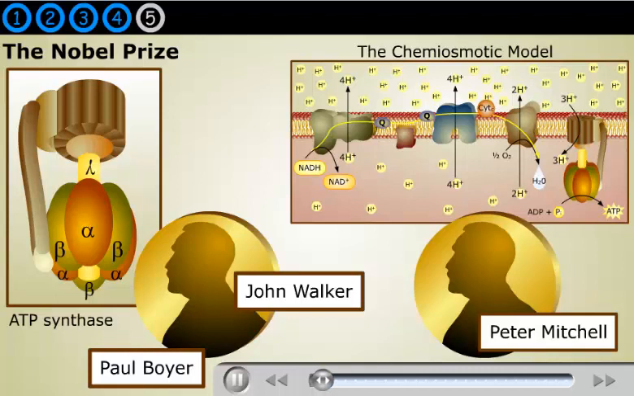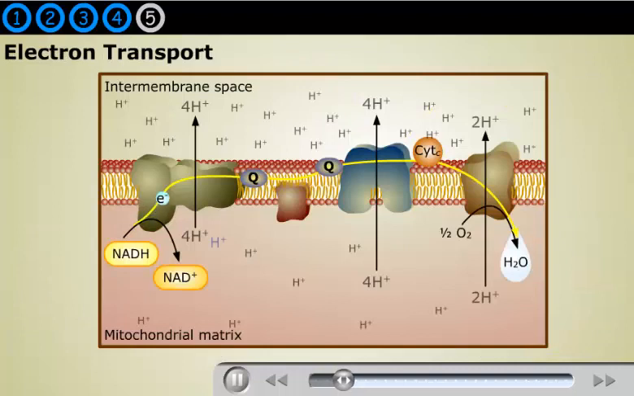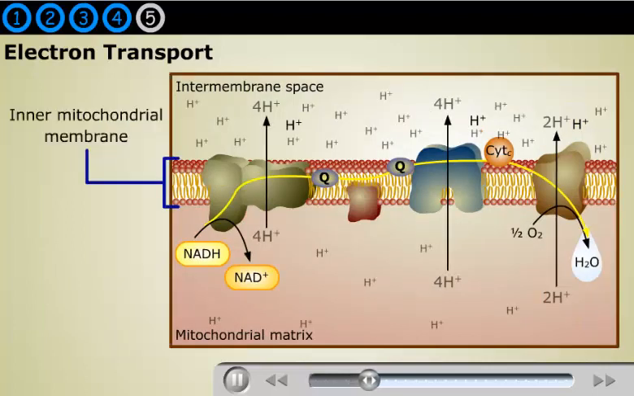Two Nobel Prizes were awarded for the research described in this activity because of the importance of the work to our understanding of cellular respiration and metabolism. The energy released when food molecules lose electrons to molecular oxygen is converted into the potential energy of a proton gradient. The energy conversion takes place in the inner mitochondrial membrane.